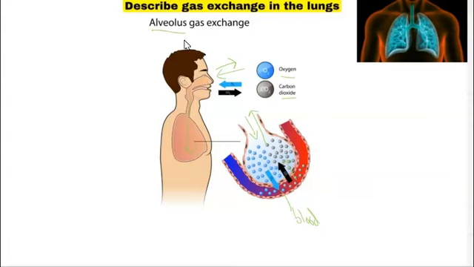As we inhale and exhale, we are always replacing the gases in the alveoli, maintaining our concentration gradient and ensuring that oxygen is always in high concentration to move into the blood and carbon dioxide can move into the alveoli again down the concentration gradient.